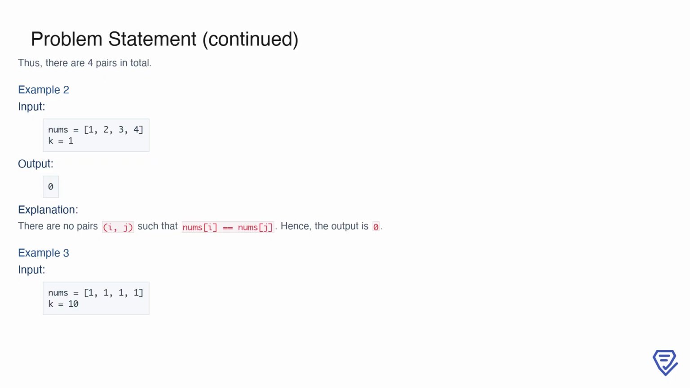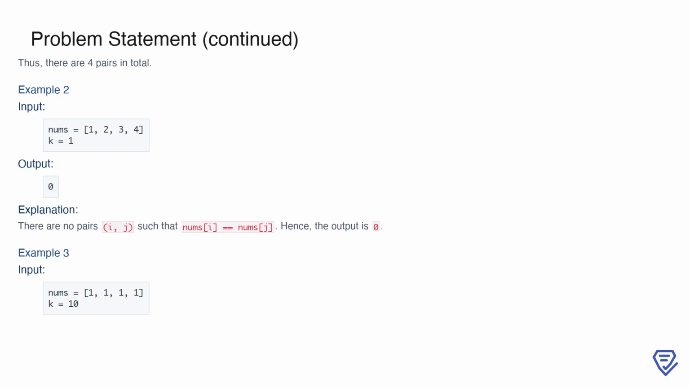Now let's look at another example where the input is nums = [1, 2, 3, 4], and k equals 1. Here, we need to check for pairs i, j, where nums[i] is equal to nums[j]. However, in this case, all elements in nums are distinct, so there are no pairs where nums[i] equals nums[j]. As a result, the output is 0.